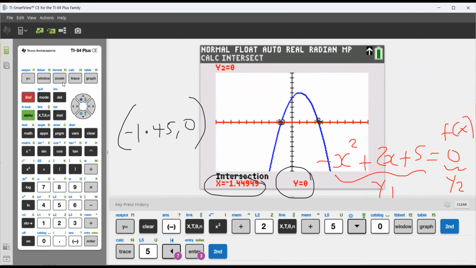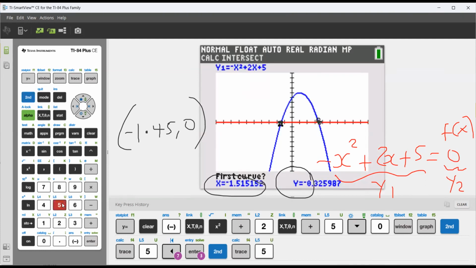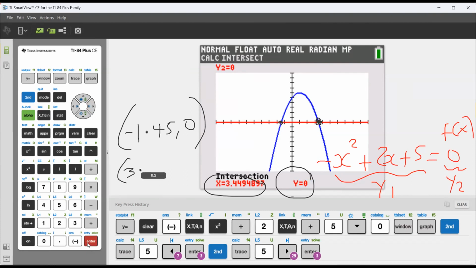Again, we go second, trace, and then you choose 5. Now look at where the cursor is. I'm going to move it closer to my next x-intercept. Then I hit enter, enter, enter. So the next one says when x is, again, 2 decimal places, 3.45, y is 0.